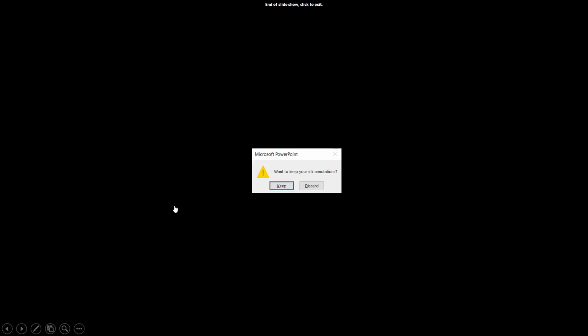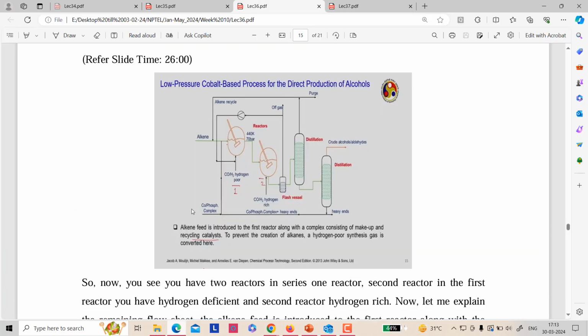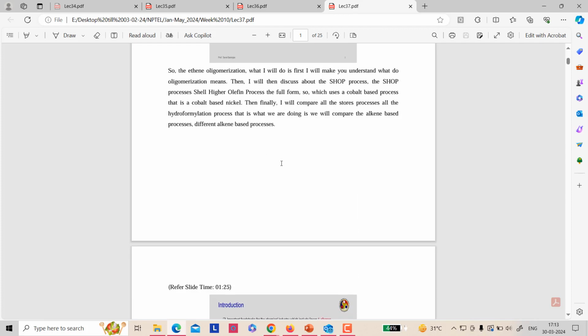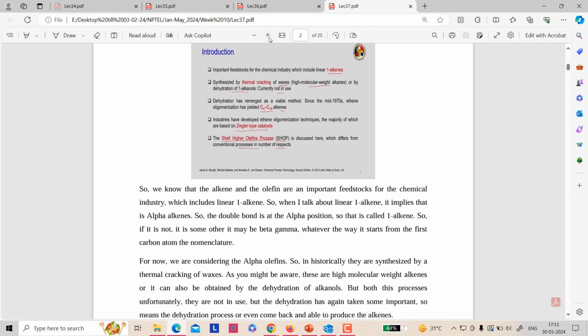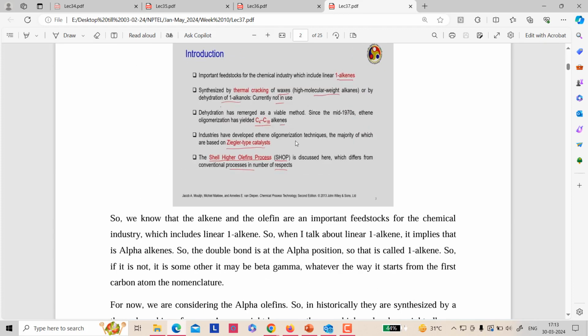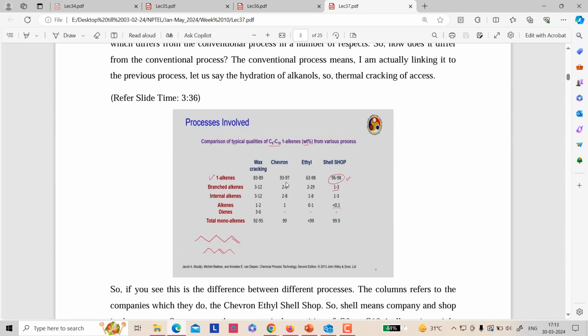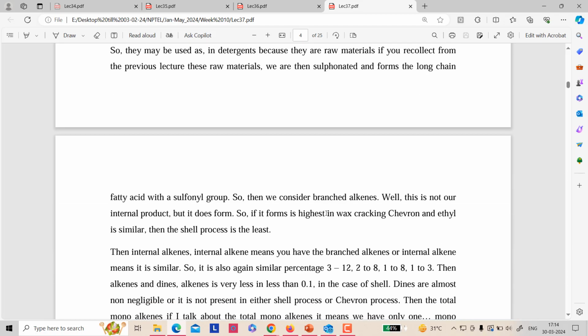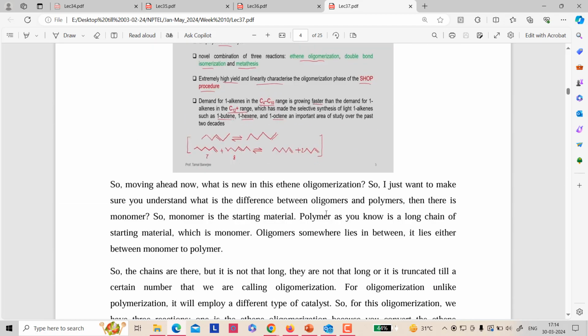So that is from my side. You have to go through all the lectures very carefully. This is the SHOP process of ethene oligomerization, which is important. That is the Shell Higher Olefin Process. You will see the process involved. Here you can see if we use plain alkenes or single chain alkenes, then only the Shell SHOP process produces higher conversion. Okay, next.